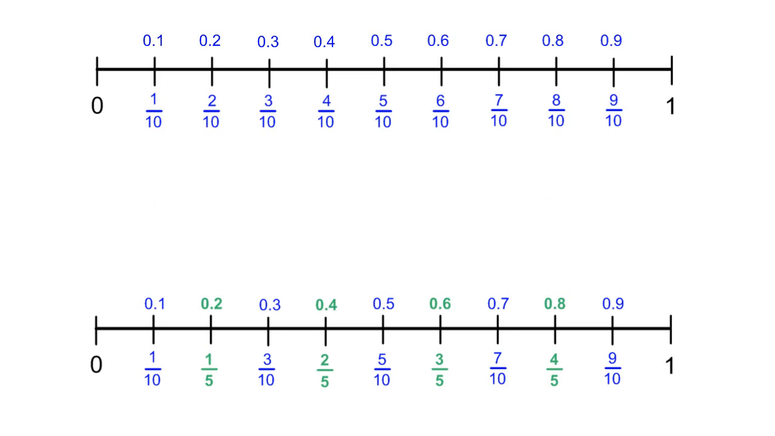If we simplify the fractions that can be simplified in this number line, we will see that 2/10 simplifies to 1/5. 4/10 simplifies to 2/5. 6/10 simplifies to 3/5. And 8/10 simplifies to 4/5.